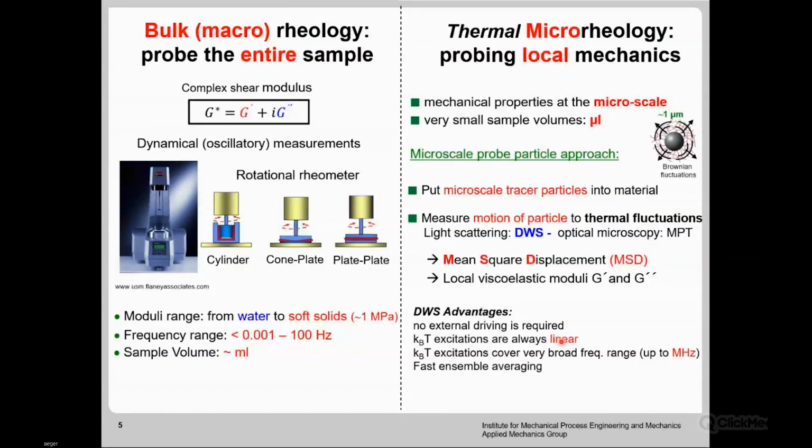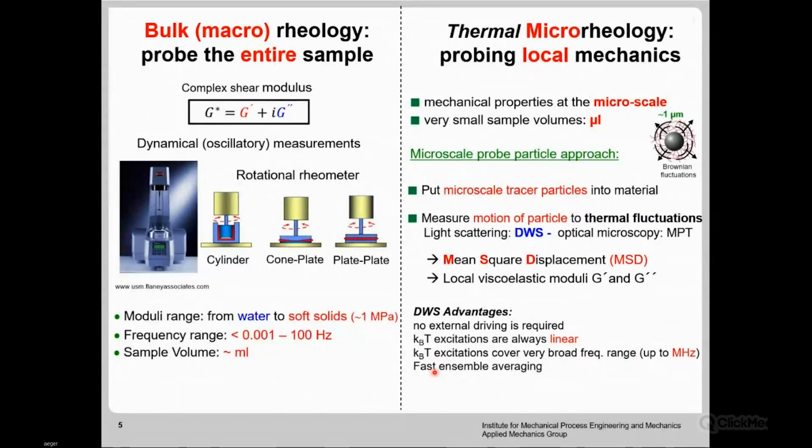This is very important. Another main advantage of DWS is that you can reach a very broad frequency range. As you can see here, you can attain the megahertz regime, much higher in frequency than the conventional rheometer, where we can only measure 100 hertz. In this very broad frequency range, DWS is also a fast measurement. It takes less than 5 minutes to get the full spectrum.